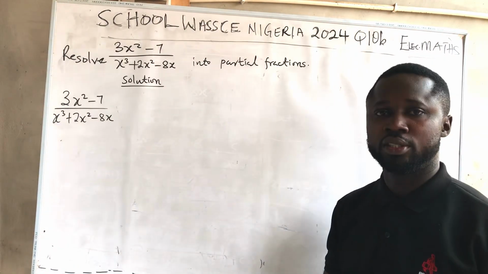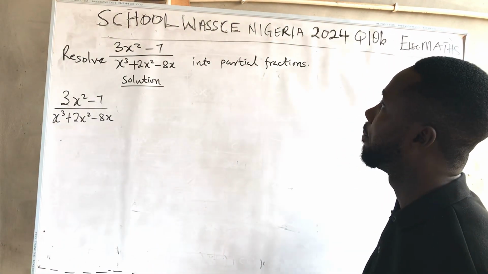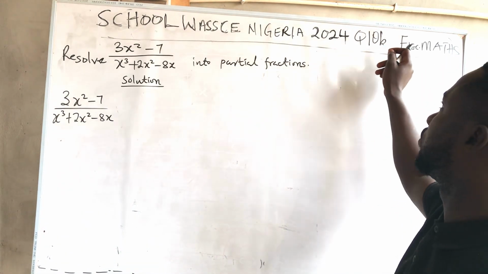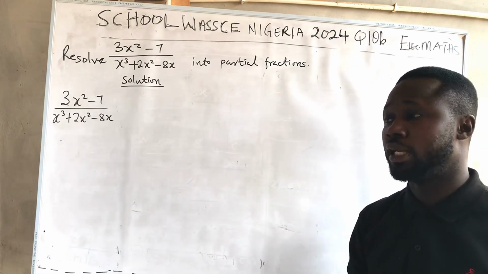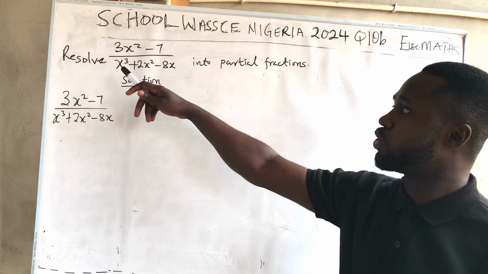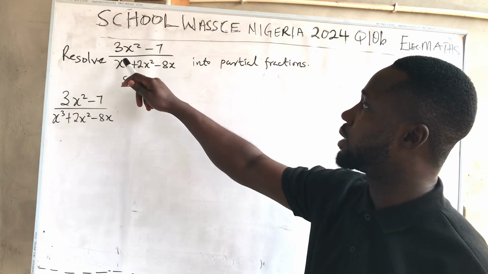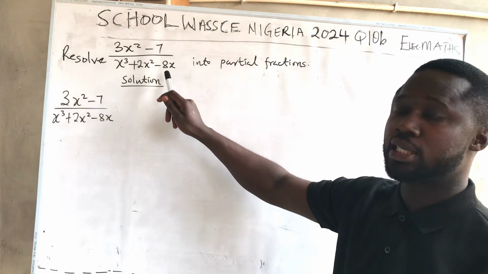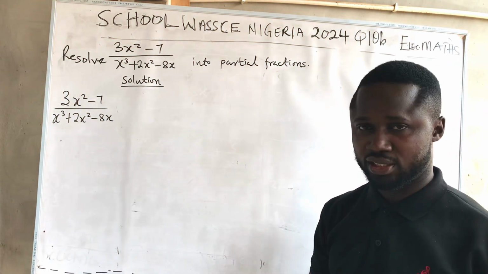Hello. Let's look at this particular question here. School WASSCE in Nigeria 2024 question 10b on elective maths or further mathematics. The question is: resolve (3s squared minus 7) over (s cubed plus 2s squared minus 8s) into partial fractions.